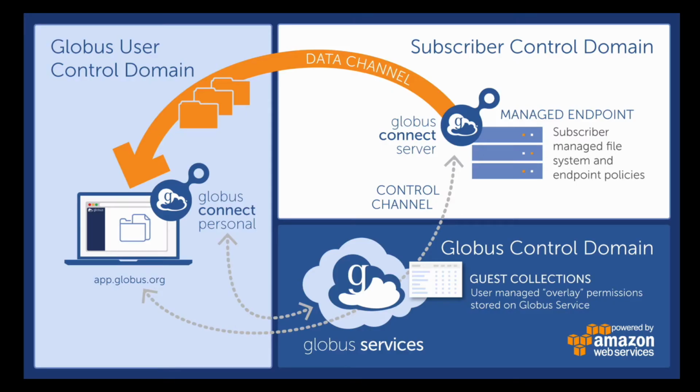Recall the graphics from the previous presentation. The remote Globus user authenticates to the Globus service. Because a guest collection with specific access policies has been configured with the Globus service by the subscriber user, the remote Globus user can access the file system on the managed endpoint in accordance with those policies. In this particular case, assume it is a read-only policy to fit with the direction of the transfer arrow. This allows the remote Globus user the ability to transfer data from that collection to their own collection, in this case, a Globus Connect Personal endpoint.